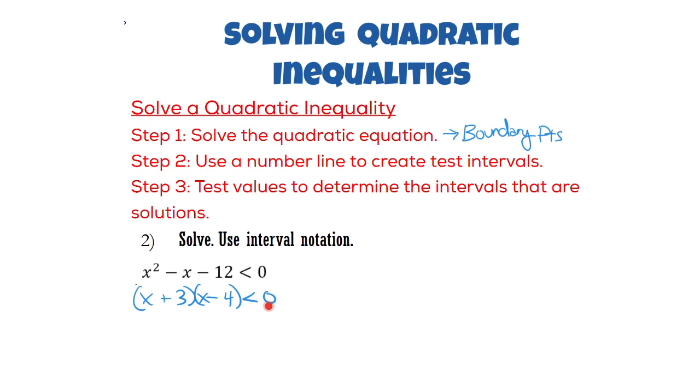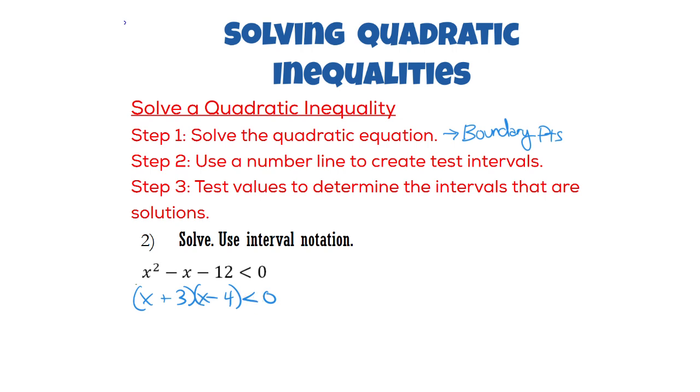So tell me, what's going to have to be the case with these 2 quantities for it to end up being less than 0, or negative is really what that means? Well, one of these quantities will have to be positive and one will have to be negative. They have to have opposite signs. That's the only way you're going to end up with this being less than 0. If this quantity and this quantity are the same sign, then it's going to end up positive and this will not hold true.